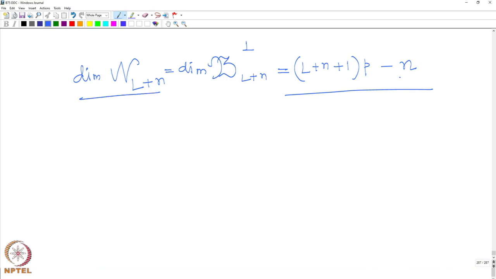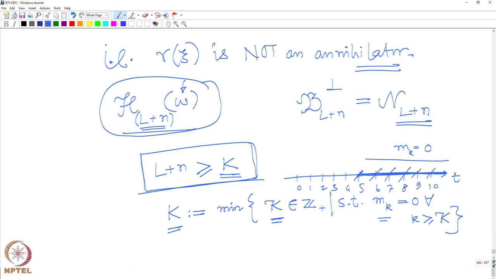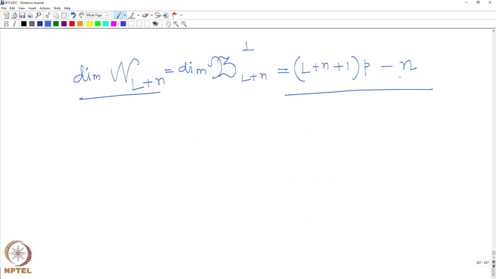Okay. And now coming back to what we were doing, once again we look at this guy, yeah, we have a handle on this now, on the dimension of this guy. Now, we look at this H L plus n W and we look at this left kernel of H L plus n W will still contain B L plus n pop, yeah, obviously.